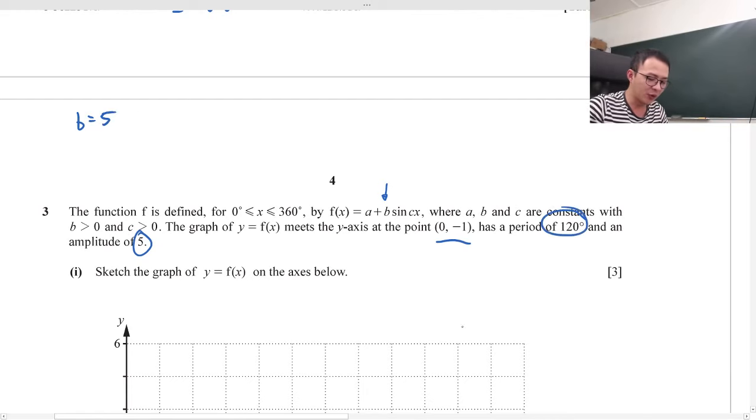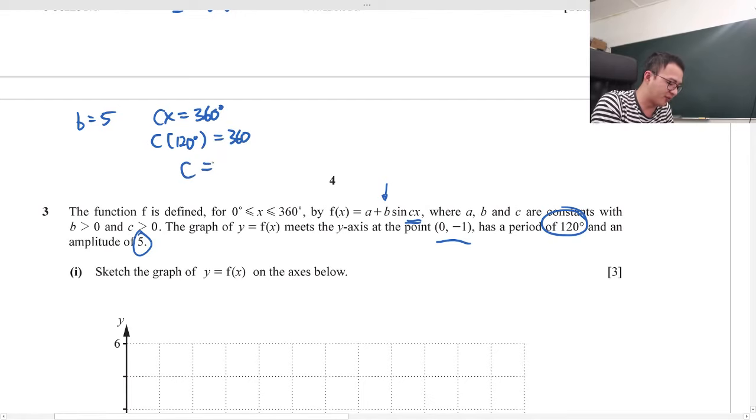And period, we can always use to help us find the C over here. Because sine and cos of Cx will always equal to 360. So I will say Cx equals 360 because this is a fixed radius. For sine x, one cycle is 360. The period is 120, so what you need to do is sub the 120 into the x here. So C times 120 equals 360. So C will equal 360 divided by 120, so you get 3.